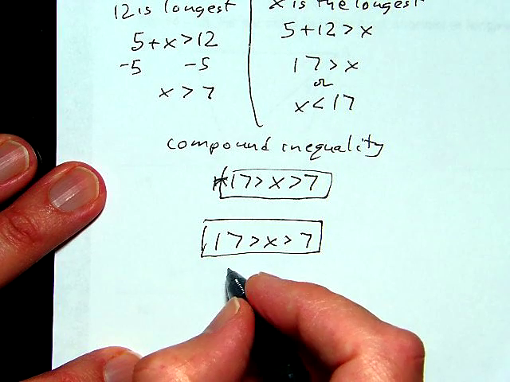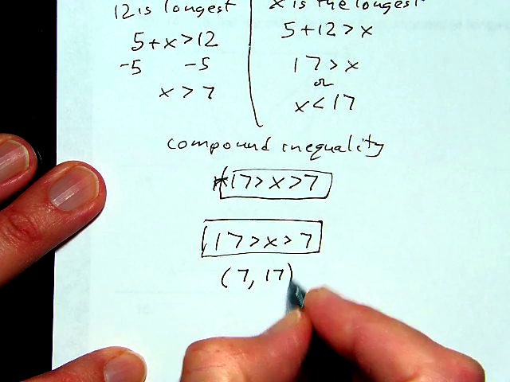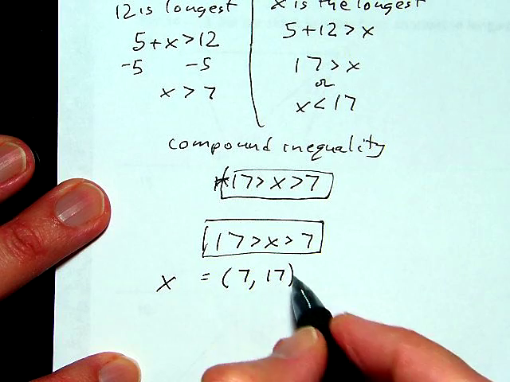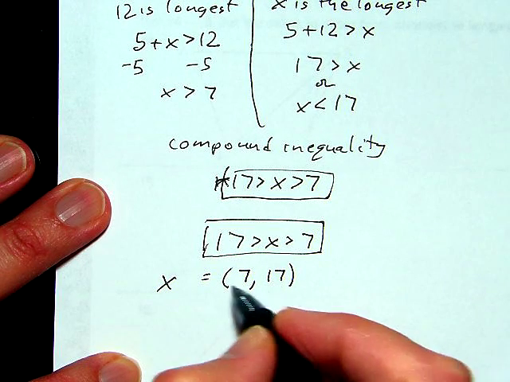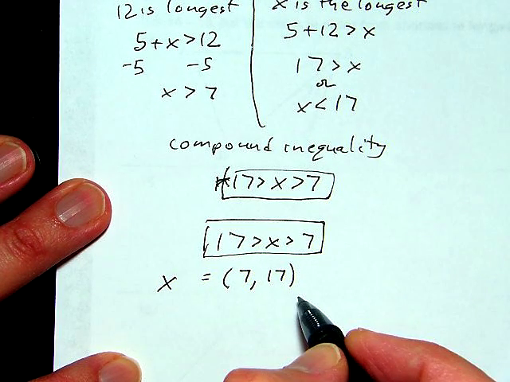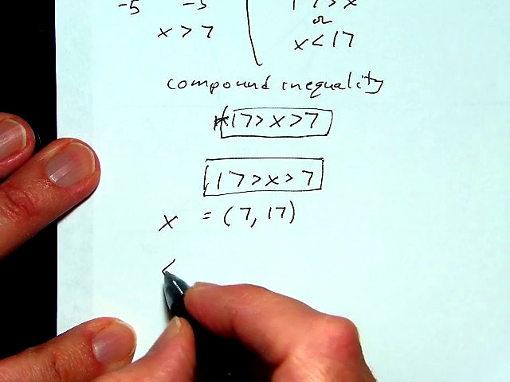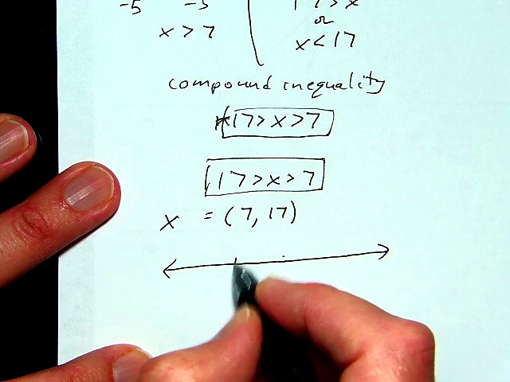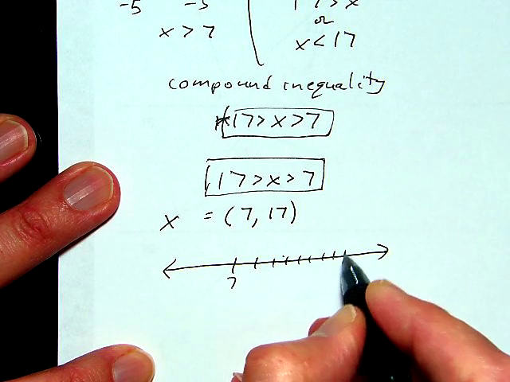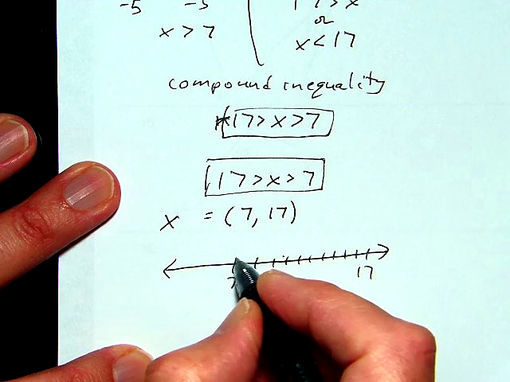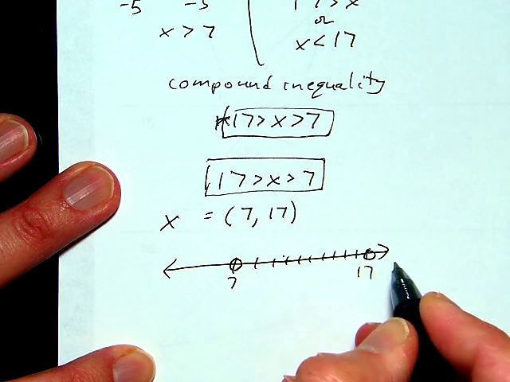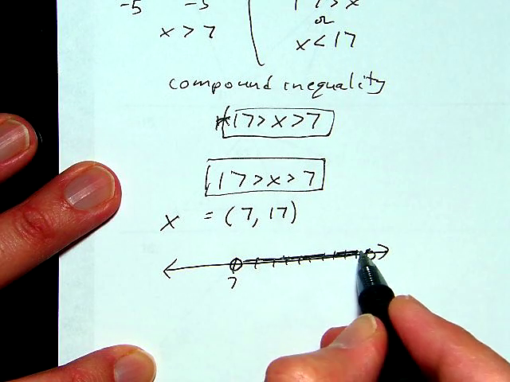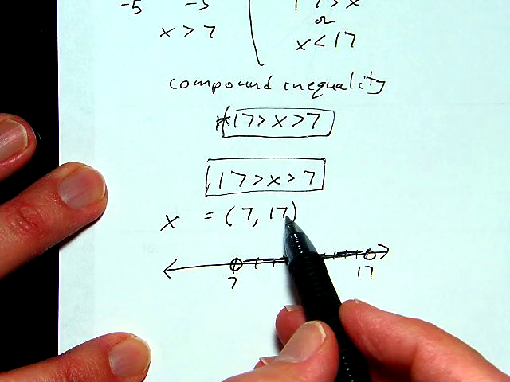Another way we can write this is x equals 7 comma 17 with parentheses, and these parentheses are shorthand for not including the endpoints. So if we drew this on a number line, let's put 7, 8, 9, 10, 11, 12, 13, 14, 15, 16, 17 over here. It would be an open interval here at 7, and an open interval here at 17, and everything in between would be included. So you could write it in any of these three ways.